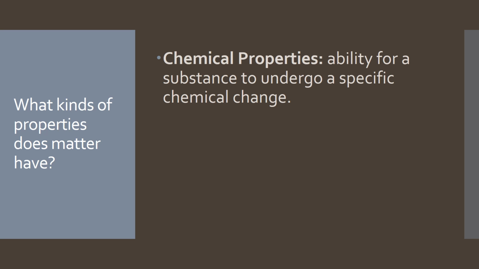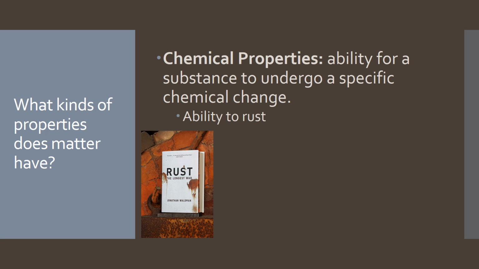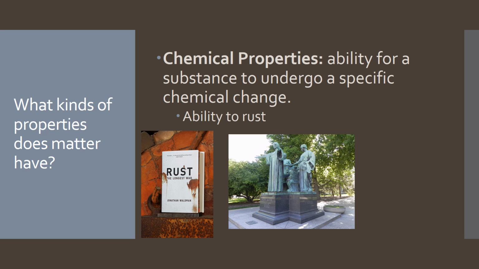Chemical properties, so on the other side there are chemical properties. Chemical properties are the ability for a substance to undergo a specific chemical change. An example of that would be the ability for something to rust. So a lot of metals rust over time. That is a chemical property, the ability for something to rust. We do not have that chemical property. Humans can't rust. So that is the difference between us and metals. There's actually a book about rust and the history of rust and how it happens. But rust is a big part of what happens to a lot of metals.